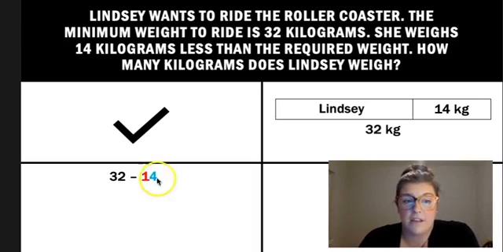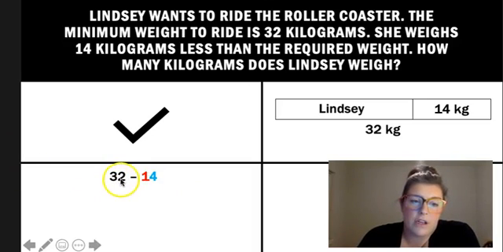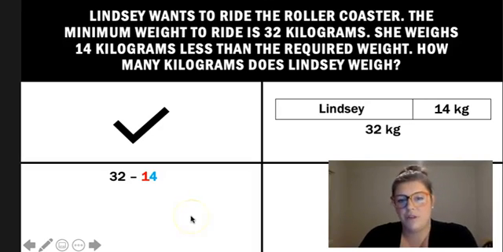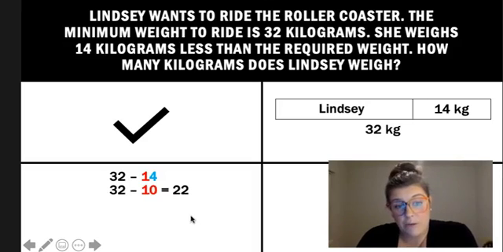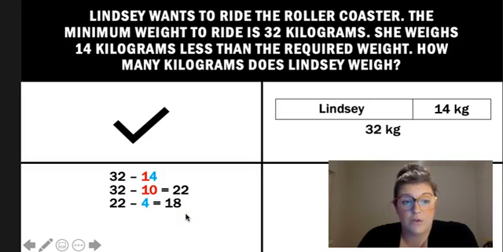Let's try that. If I split up my 14 into 10 and 4, then I can subtract each piece and do it in my head. So 32 minus the 10 would be 22, and then I still have to minus 4 more. So then if I take my 22 minus 4, then I get 18.